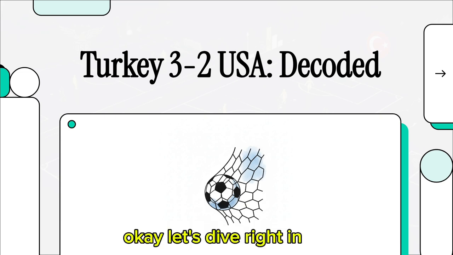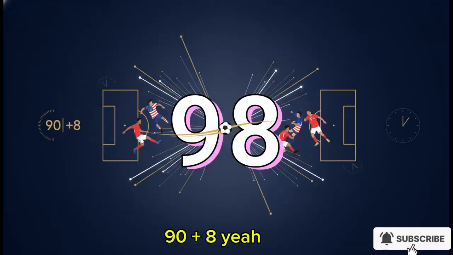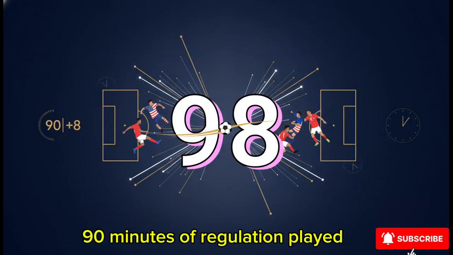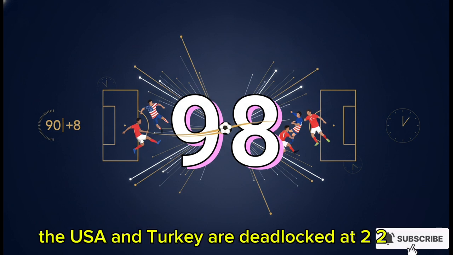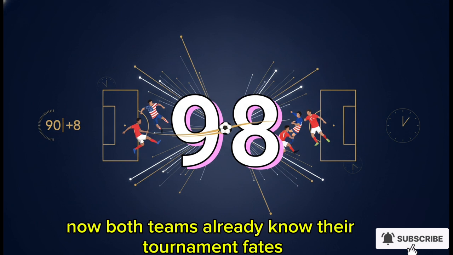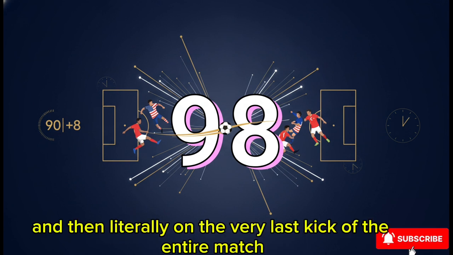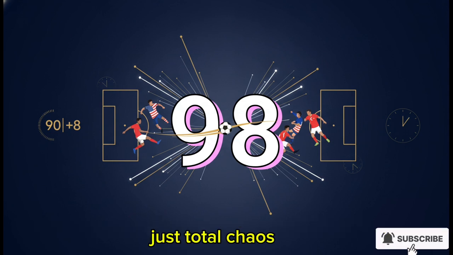Okay, let's dive right in. 90 plus 8. Yeah, we're actually starting this breakdown at the very end of the game. 90 minutes of regulation played, 8 minutes of stoppage time. The USA and Turkey are deadlocked at 2-2. Now, both teams already know their tournament fates, but the intensity out there? Absolutely boiling over.